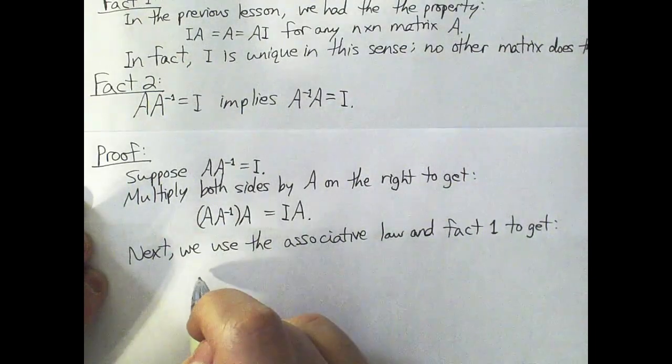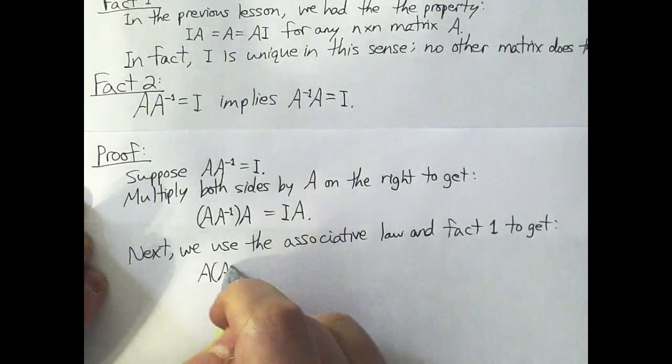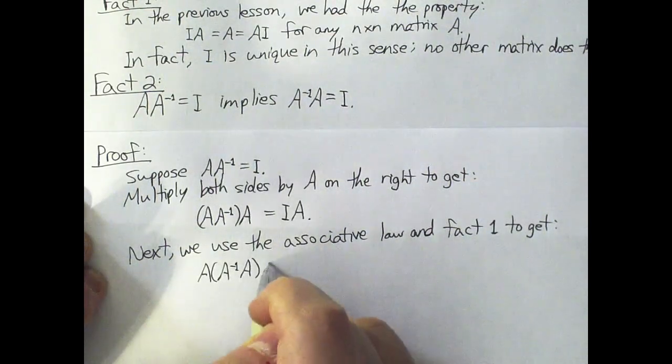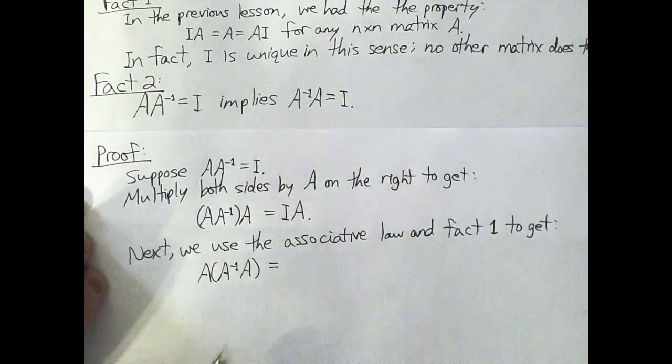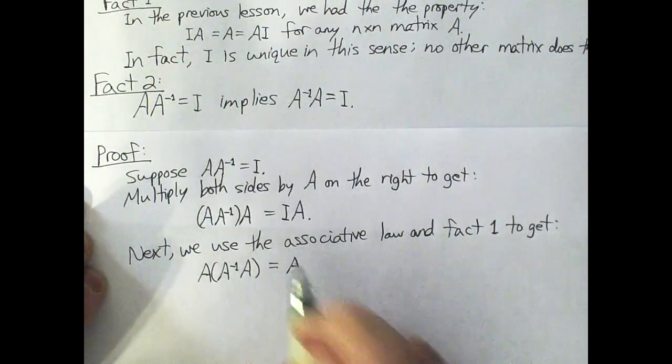Associative law on the left-hand side of the equation means I can move the parentheses around. So I can move the parentheses like that. That's by the associative law. And I'm going to use fact 1 to say that IA is equal to A.